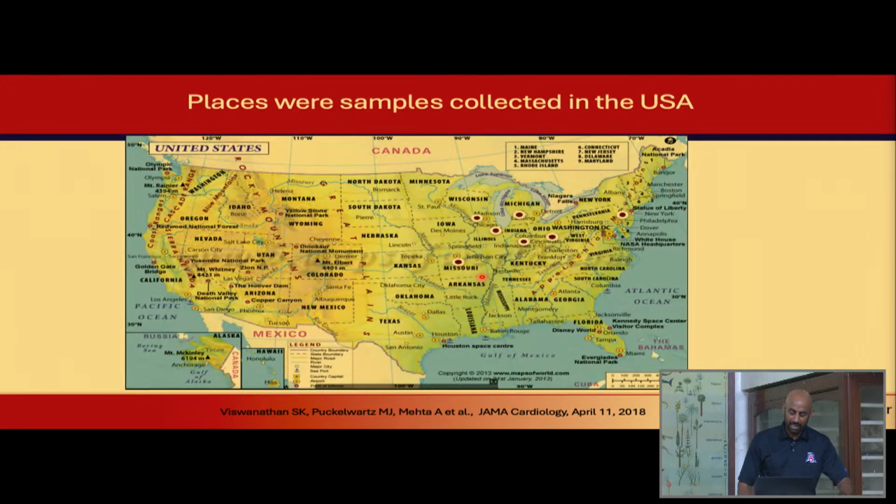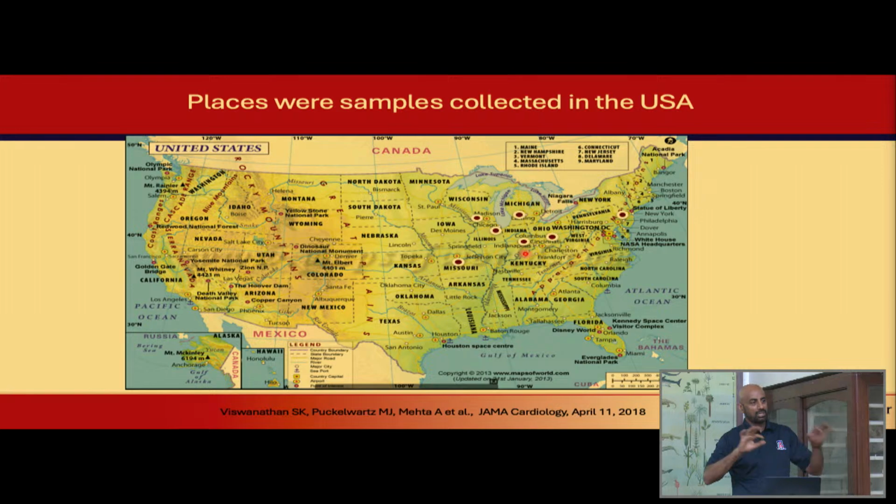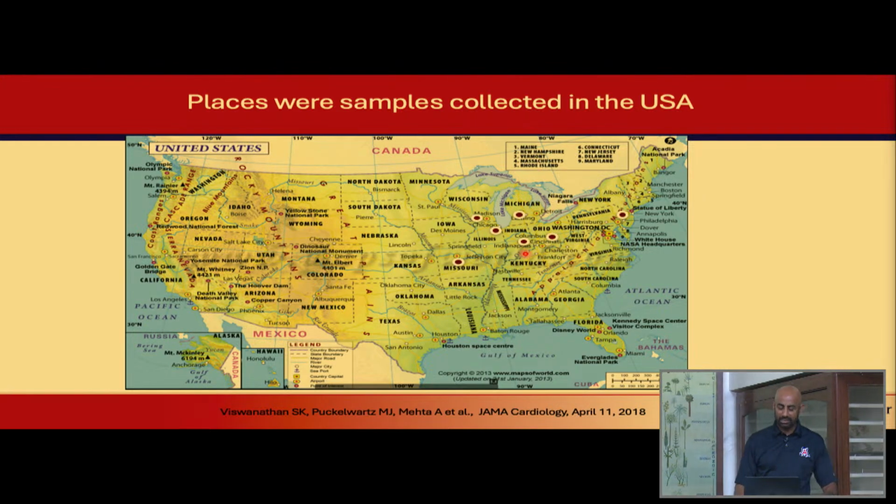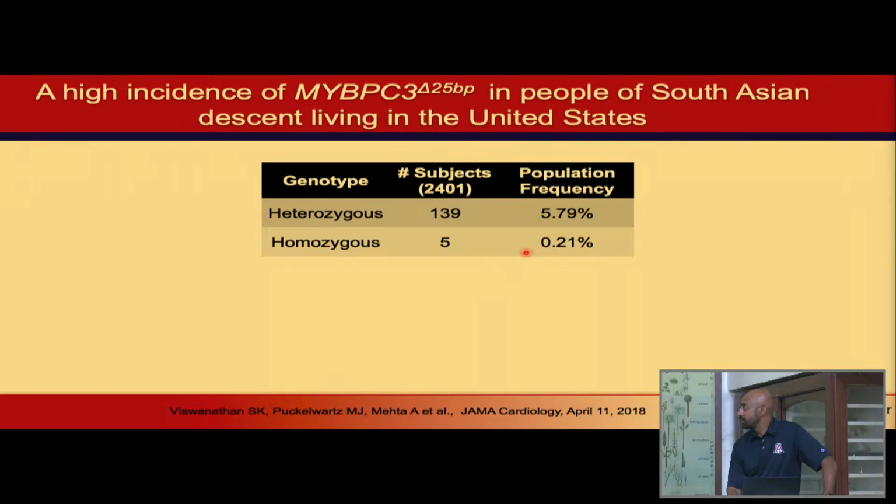So he went around, and here are the regions or cities. Wherever there is a Diwali event, Pongal event, any festival, we go there. We put up a booth with the consent form, everything, and so we started collecting samples. In the study we reported in 2018, we collected 2,401 samples and screened them. Of those, 139 were heterozygous, and 5 were homozygous.